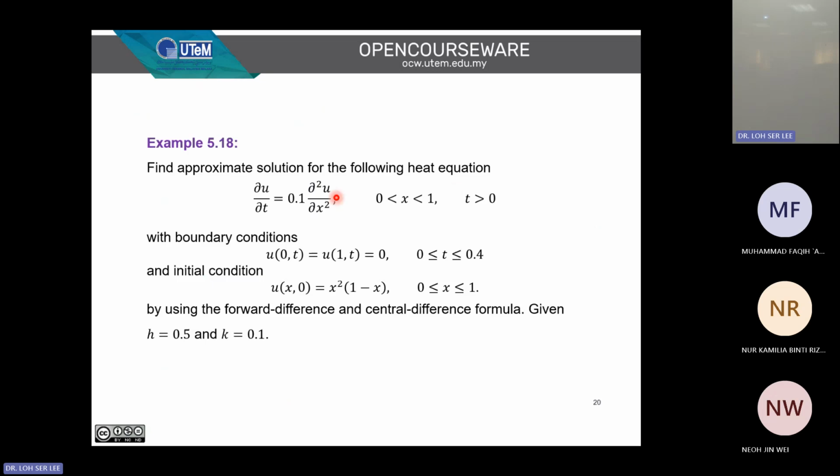Find the approximate solution for this condition. This one also 0. You have the initial condition. Now we are still using the forward and central. Given h is 0.5, k is 0.1. So x from 0 up to 1 with a step size of 0.5, so you have three x values: 0, 0.5, and 1. And for your t, 0 up to 0.4 with a step size of 0.1. That means 0, 0.1, 0.2, 0.3, 0.4.